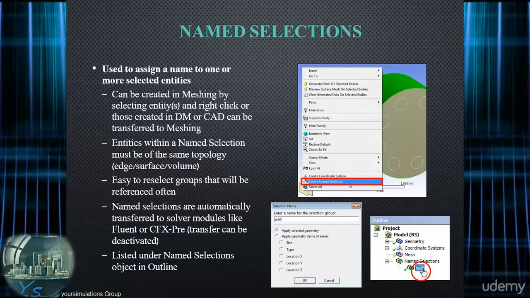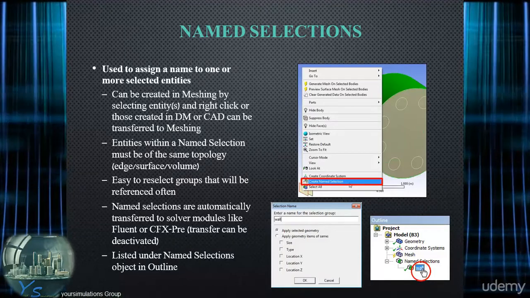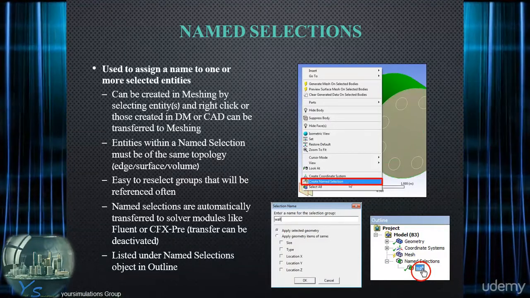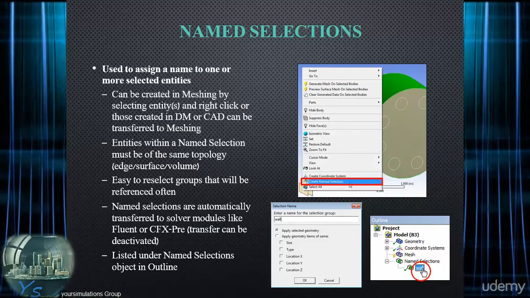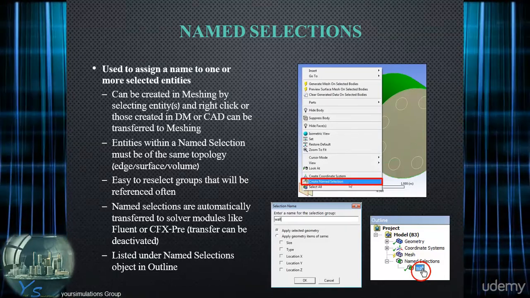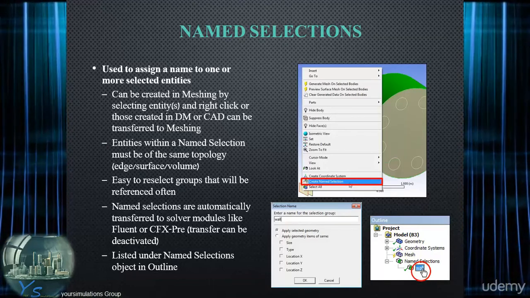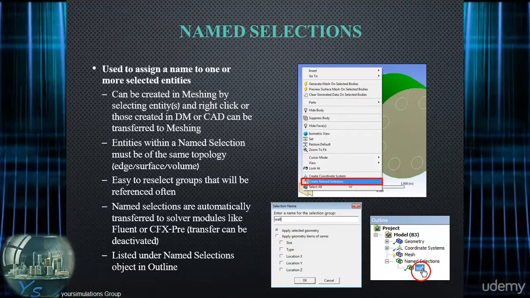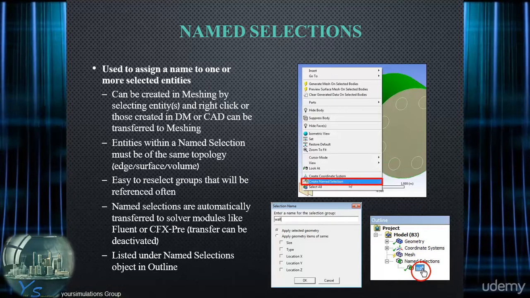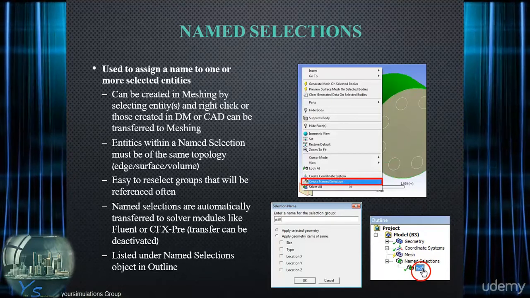As the name implies, named selections are used to assign a name to one or a group of entities. Those entities have to be of the same topological level, for example only faces or only bodies. There are several possibilities to create named selections.